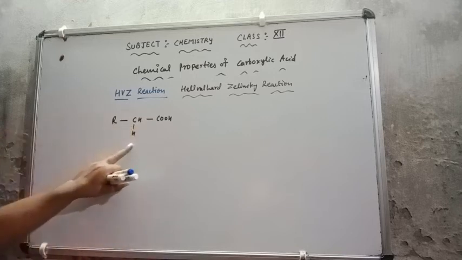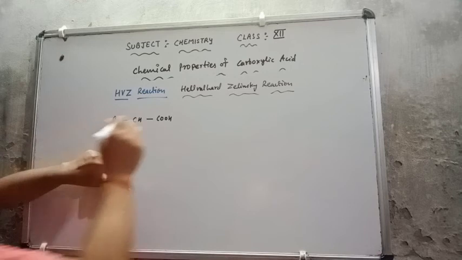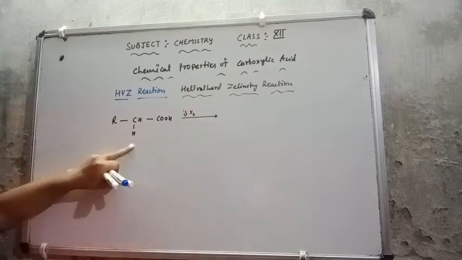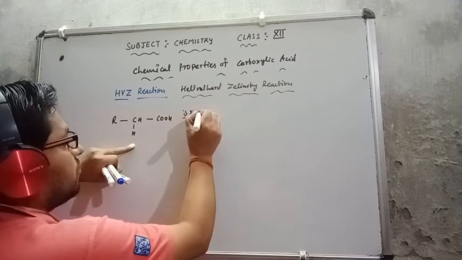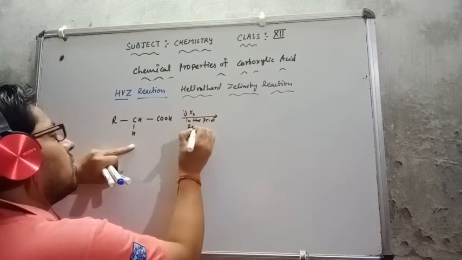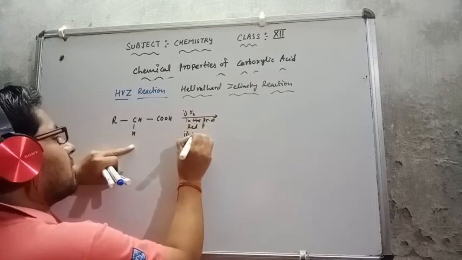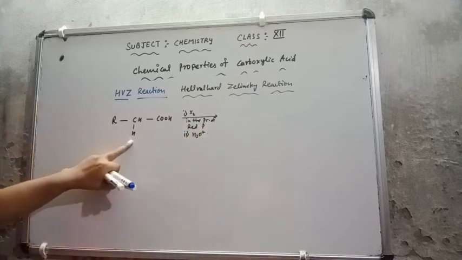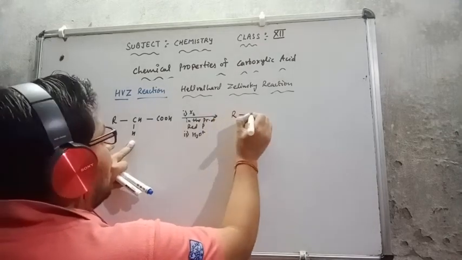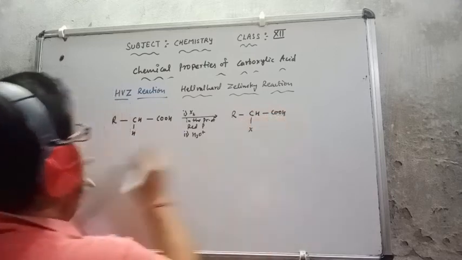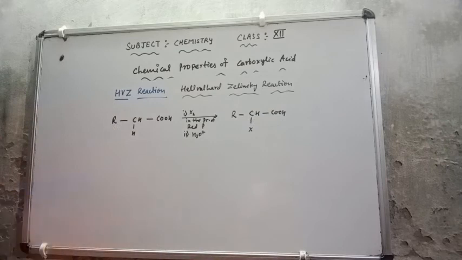Now suppose this is going to react with the halogen. Whenever it reacts with the halogen, it should be in the presence of a very small amount of red phosphorus, and in the second part the same hydrolysis, that means H3O positive. Then this H is replaced by the halogen atom. Whatever halogen you take, RC, this is the halogen, H will be as it is, this is COOH. This reaction is known as the Hell-Volhard-Zelinsky reaction.